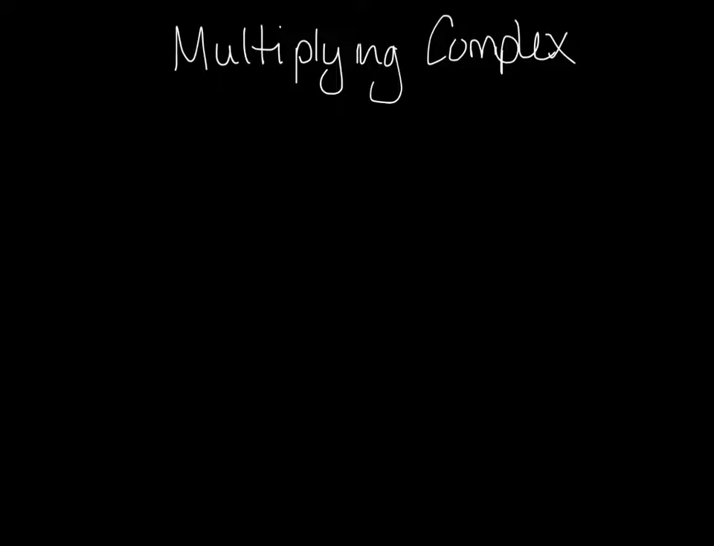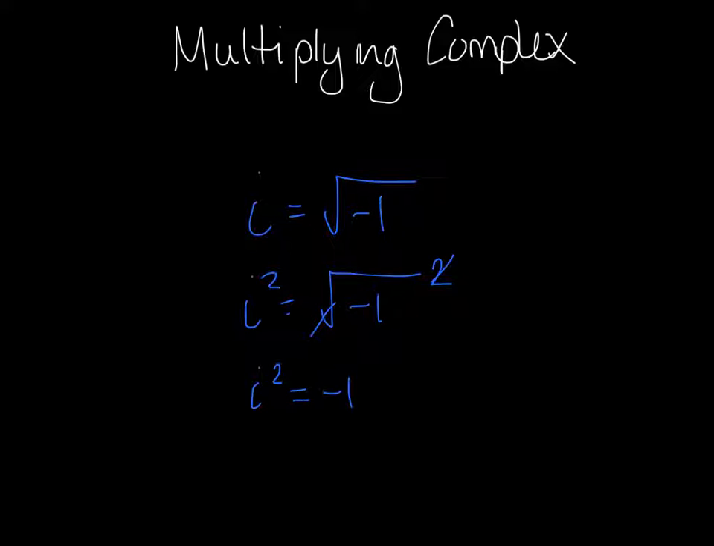Multiplying complex numbers is again something you've done in Algebra 2, so it shouldn't be all that difficult or all that new for you. I want to point out though that the biggest thing you have to remember is that i is the square root of -1. And i squared means you're going to take the square root of -1 and you're going to square it. And if you remember, the square root and the squared cancel, so i squared is really -1. And we're going to use that really, really big time when we're multiplying complex numbers.